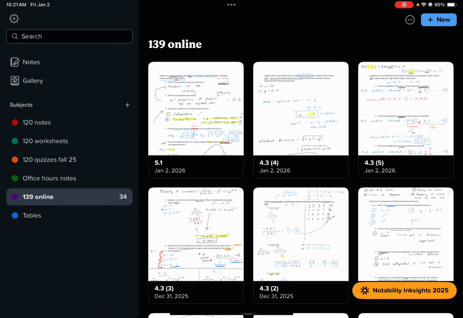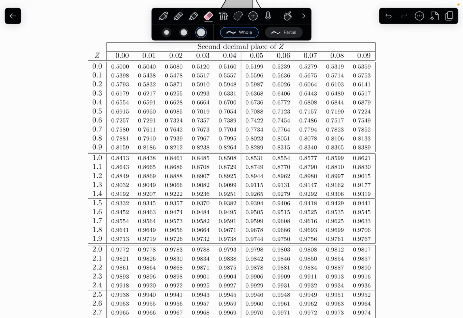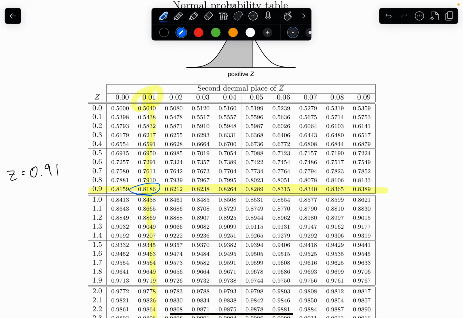So let's hop over to my z-table real quick. We said positive 0.91, so here's the positive case. Let me erase so that we can start fresh. We said z is equal to positive 0.91. So here is positive 0.9. We're looking at this row right here, and 1 would be this column up here. So I must be talking about an area of 0.8186.